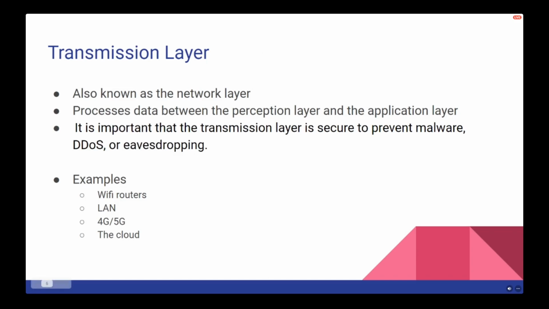Transmission layer is also known as the network layer. It processes data between the perception layer and the application layer, and is important that this layer is secure as it helps prevent malware, distributed denials of service, or eavesdropping. Some examples of this include Wi-Fi routers, LAN, 4G and 5G, and the cloud. Next slide, please.